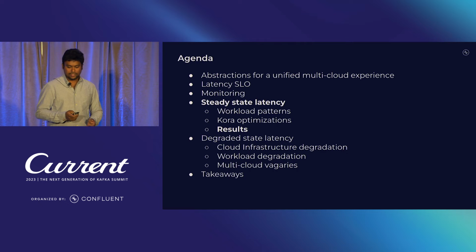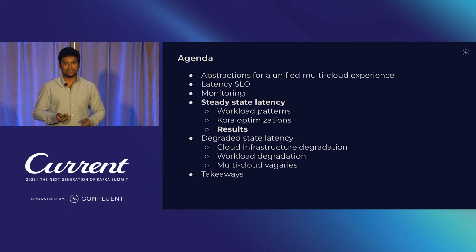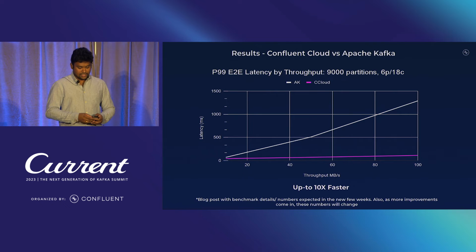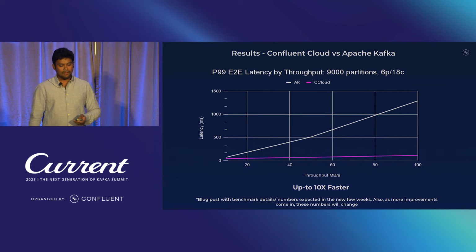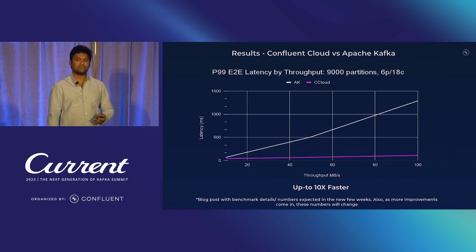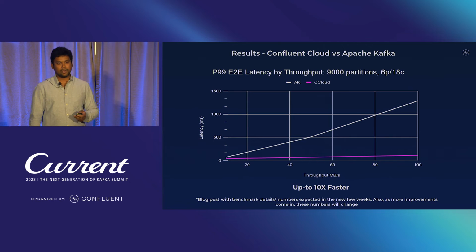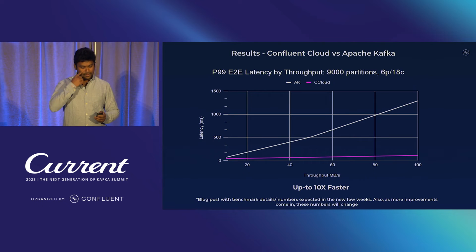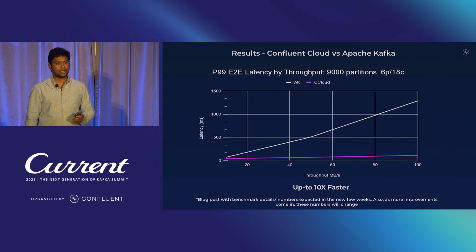All right, so we did all these optimizations. What about the results? What happened at the end of the day? This is an example of a comparison between Confluent Cloud and Apache Kafka on 2 CKUs, where you can go up to 100 megabytes of throughput and 9,000 partitions with 1:3 fan-out. You can see that Confluent Cloud's latency is pretty low, whereas Apache Kafka's is linear with the number of partitions that you have. So in this case, we are up to 10 times faster when compared to Apache Kafka.